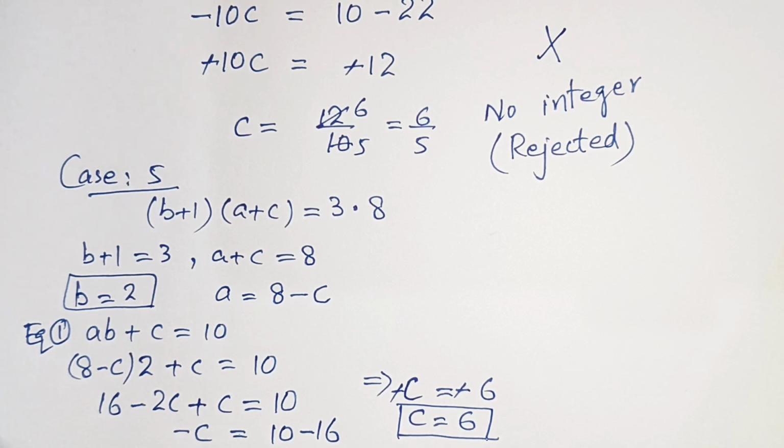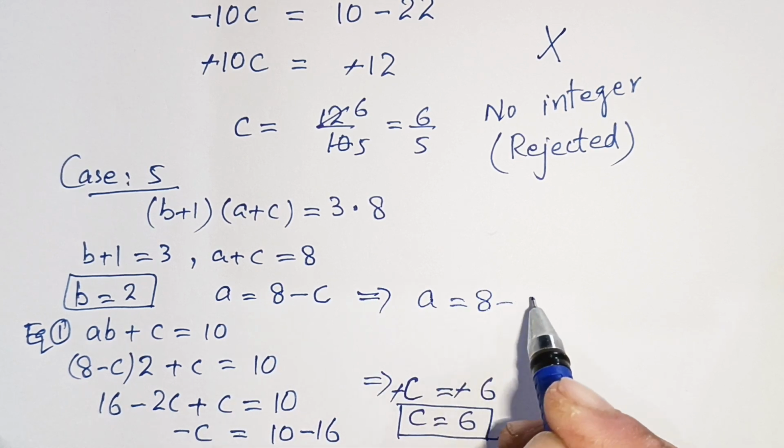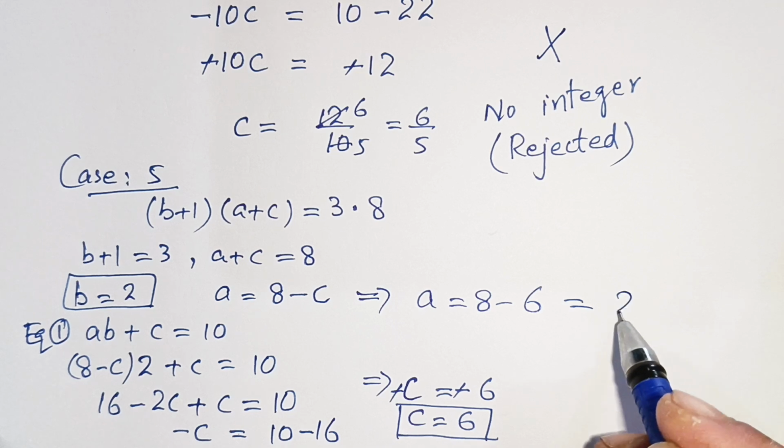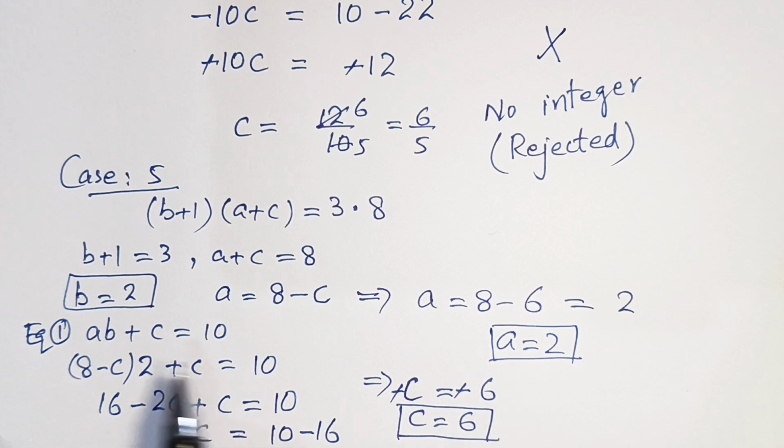Now we have to find the value of a. For finding the value of a, we just put this value of 6 in this equation. So here we have a is equal to 8 minus 6, which is equal to 2. So a is equal to 2. Here we have the three values of a, b and c. Now we get the solution here.